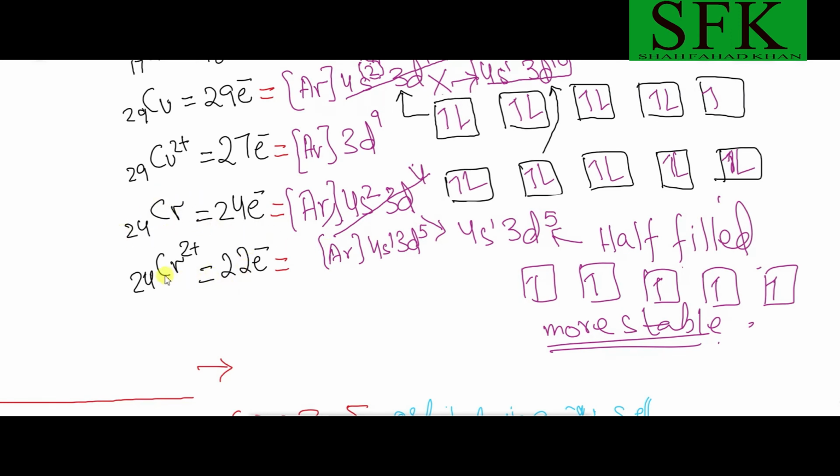Now let's write down the electronic configuration of the chromium 2+ ion. Again, two electrons have been removed. We know that electrons are always removed from the higher quantum number first. So the higher quantum number in this case again is the 4s. So one electron is lost from 4s and one electron is lost from 3d. So the electronic configuration becomes argon core and 3d4. So that's it for electronic configuration using the Aufbau principle.